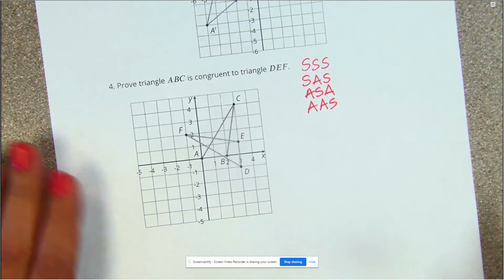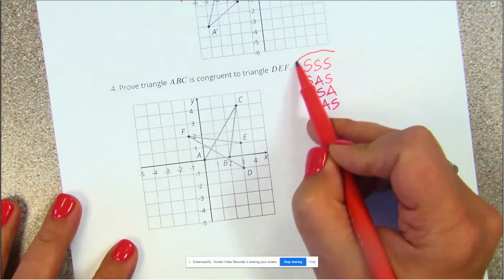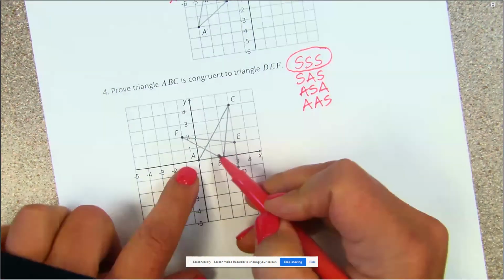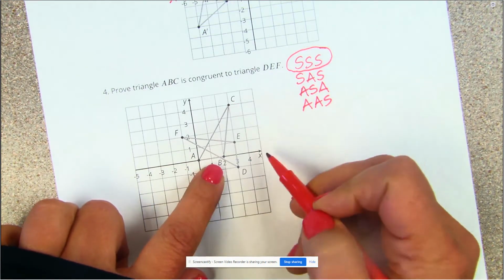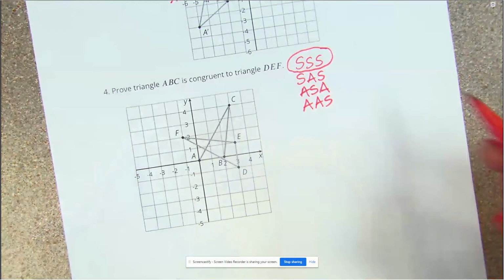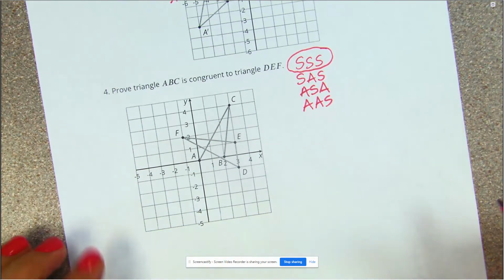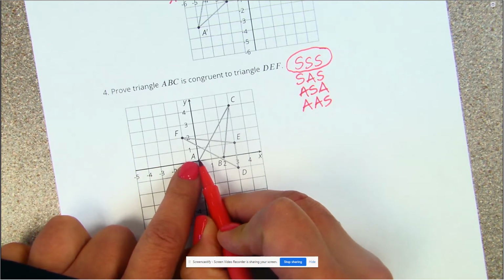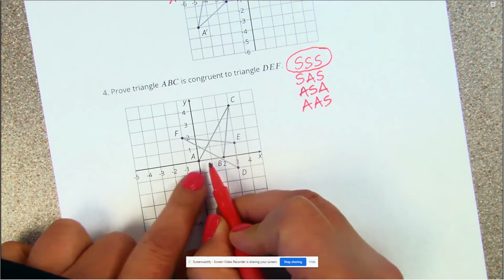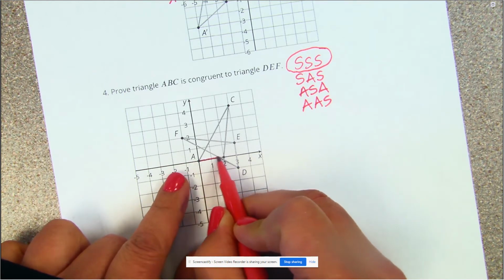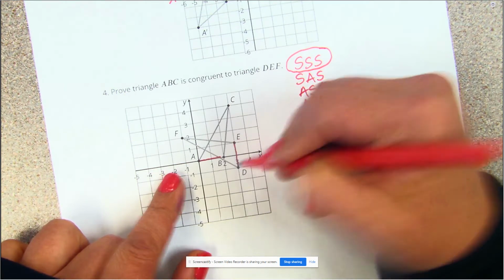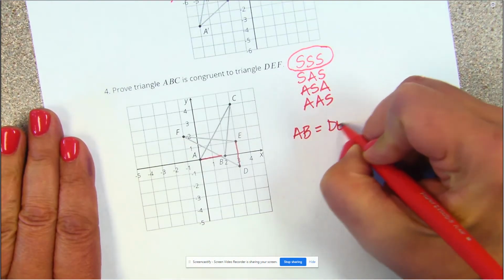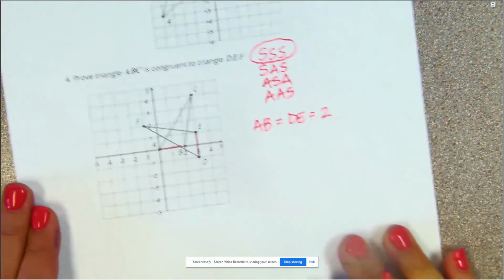Now, in a coordinate plane, the easiest thing to do is going to be to prove the sides are the same length. So if I can prove that all 3 sides of ABC are congruent to DEF, then I will prove that these 2 triangles are congruent. So, first of all, in a coordinate plane, if segments are perfectly horizontal or vertical, you can just count. So hopefully everybody sees, look, AB is 2, and so is DE. So AB is the same as DE, which is 2. I don't have to show any work for that.